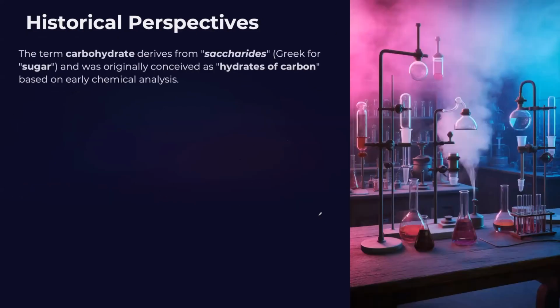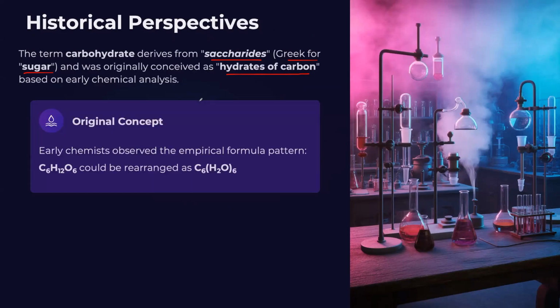So now let us look into the historical perspective of carbohydrates and how the chemistry of carbohydrates was developed. The term carbohydrate derives from saccharides, which is a Greek word for sugar, and originally conceived as hydrates of carbon based on the very early chemical analysis.